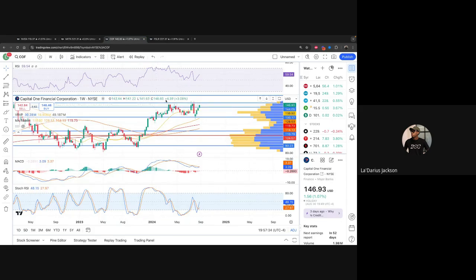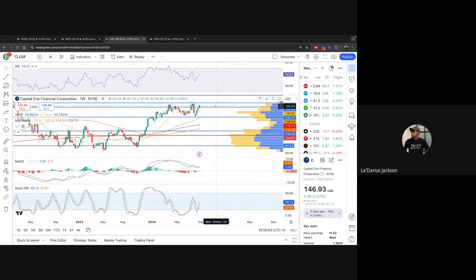COF, Capital One. I've been talking about this one for a while. I really like it for a rate cut scenario for the market. I like the rate cuts for a lot of the financial stocks, actually. So Capital One, I think Affirm is another one that I talked about before, but Capital One is one I've been paying attention to for a second. And we can see that we got a really nice bounce off of 130. We're back at 146. And this is on the weekly.